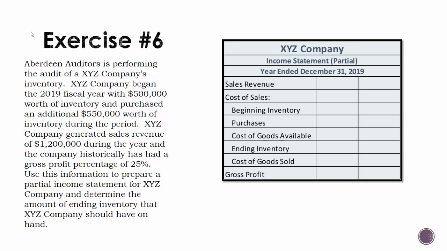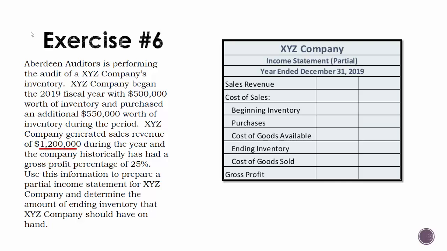For XYZ Company over here, Aberdeen Auditors is going to look at their books and find out that they had $500,000 worth of inventory. They purchased $550,000 worth of additional inventory during the period, and they recorded sales revenue of $1.2 million. Also going to have determined that this company has a gross profit percentage of about 25%. We have everything we need right now to use this gross profit method to estimate the company's ending inventory.